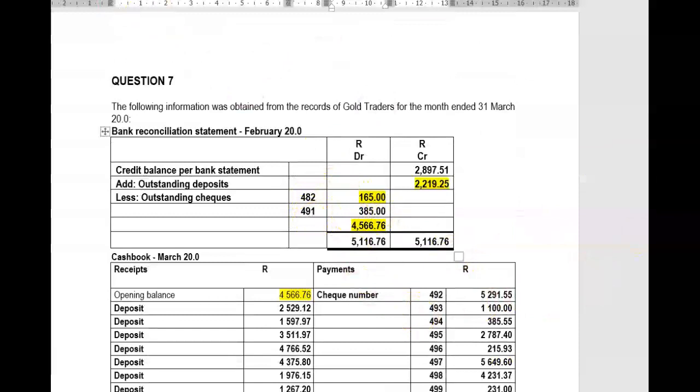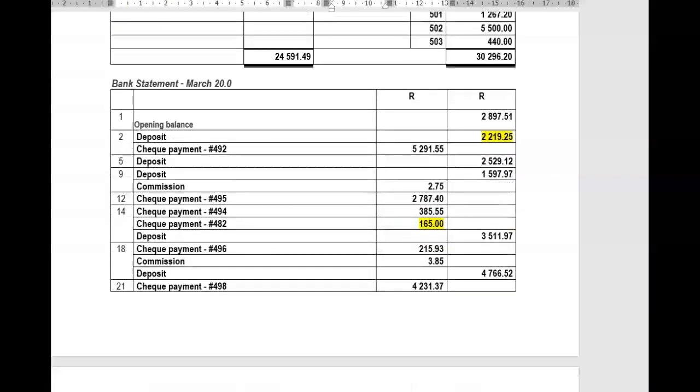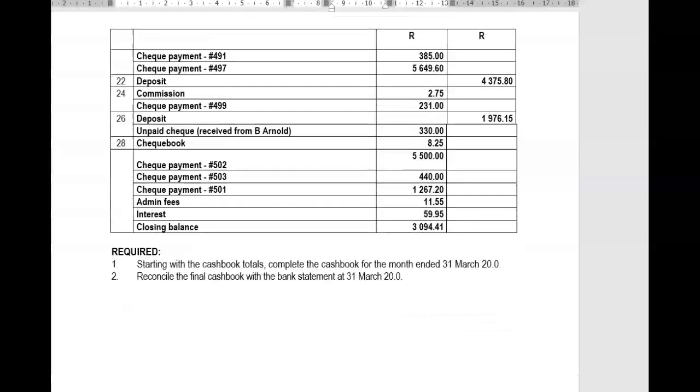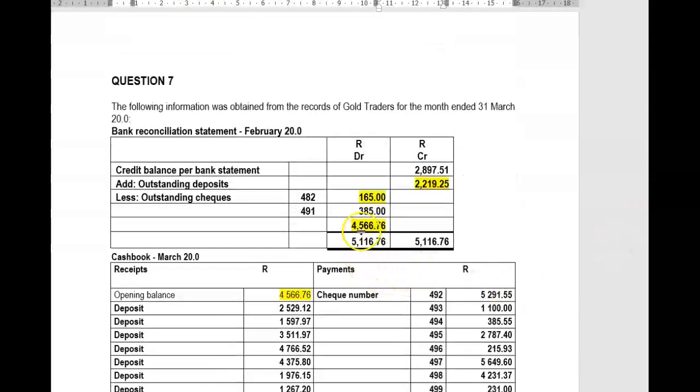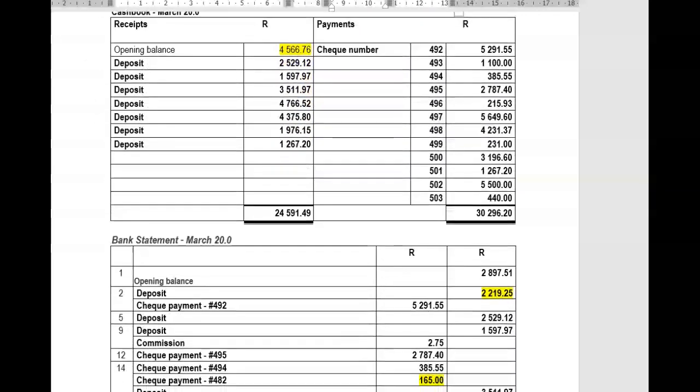Check 491 for 385. Let's check whether that went through the bank account. 385, there it is there on top. So I can actually also then tick that one off because it went through the bank account. So now it's clear that from the previous month's bank reconciliation statement, all the reconciling items did go through in this month. So now I can forget about the bank reconciliation statement and only focus on the current month's transactions.